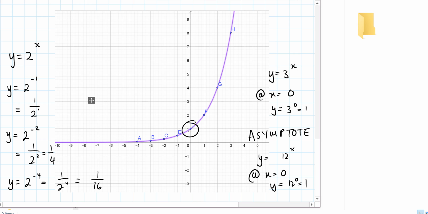Okay. So there we have some basics about exponential graphs.